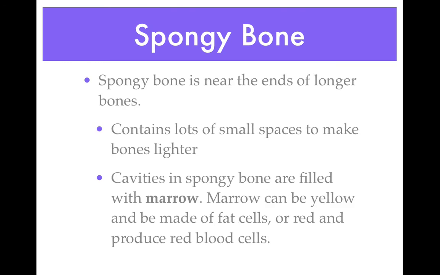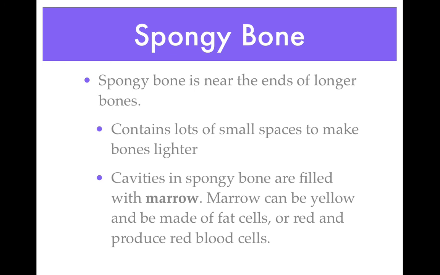The other type is spongy bone. Spongy bone is located near the ends of bones underneath compact bone. You can think of spongy bone as the Tootsie Roll at the center of a Tootsie Pop because it's soft and it's inside something that's harder. Spongy bone is much less dense than compact bone.